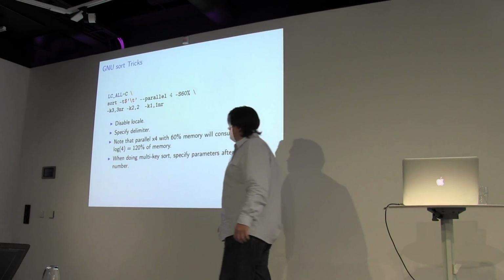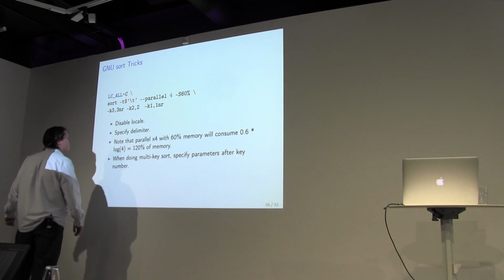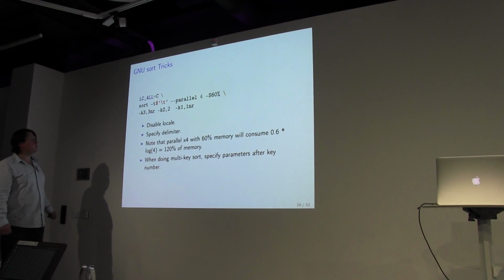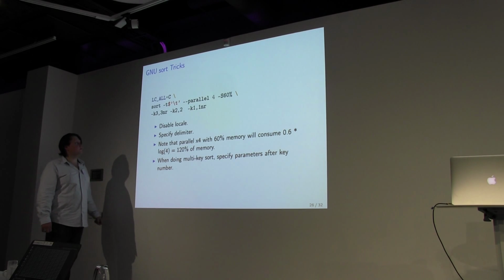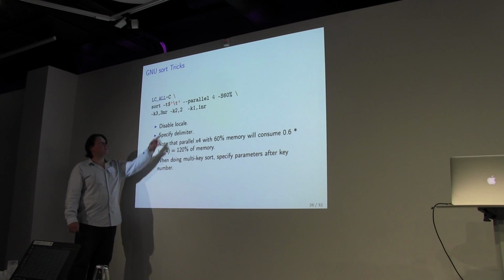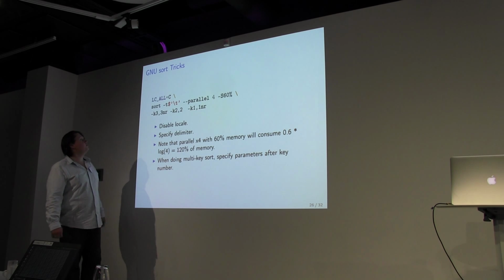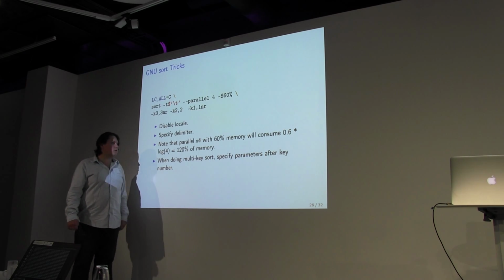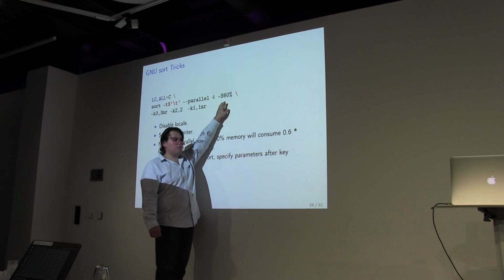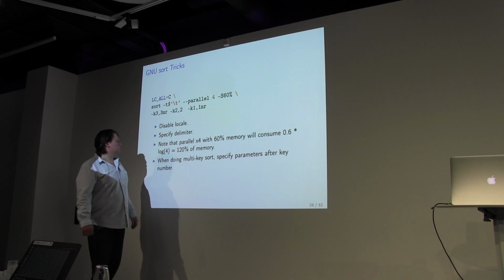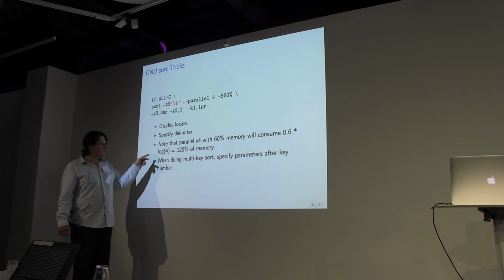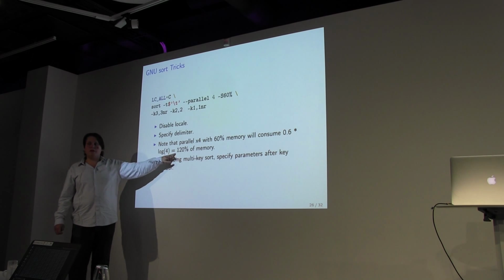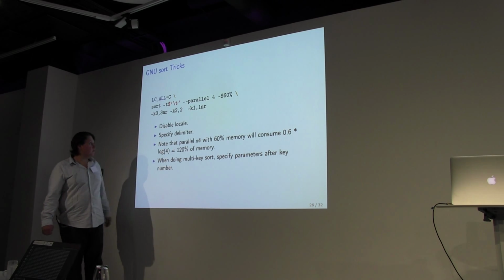GNU sort is a bit tricky. As I said, you have to disable the locale for it to be faster. It is a noticeable improvement. Also, you have to specify the delimiter, so it will match a single character, not an expression. Also, you have to watch your memory, because parallel in conjunction with the memory size argument consumes a logarithm. Let's see the formula of the memory. So here I would run out of memory. It's a bad command line.